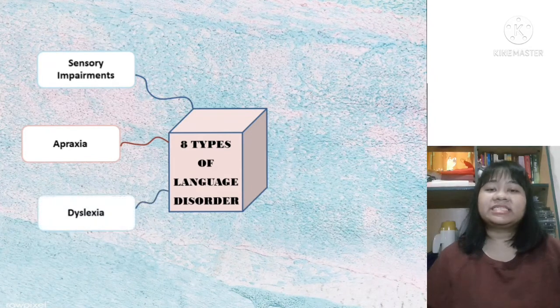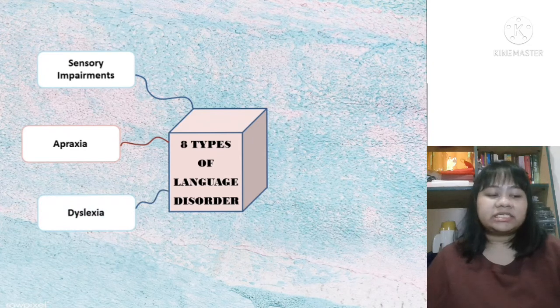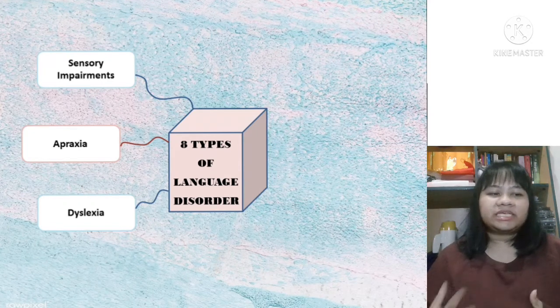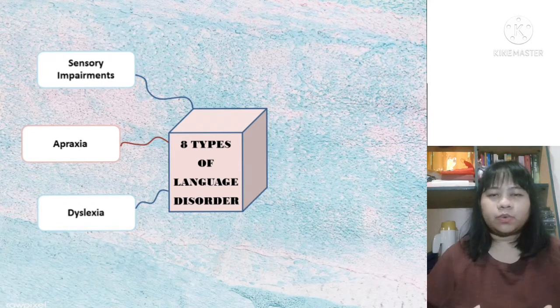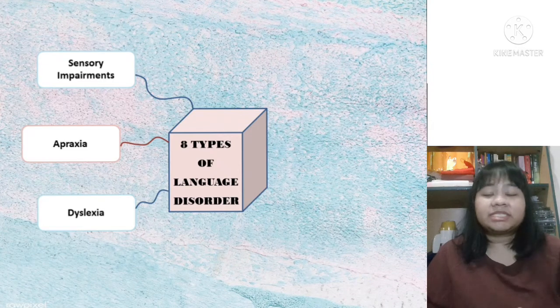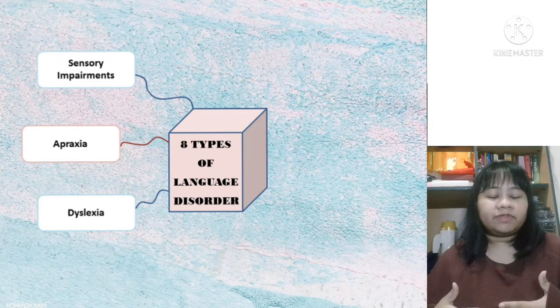The next is dyslexia. Dyslexia is a reading disorder where the sufferer has difficulty learning how to read fluently. They tend to be slow in processing what they read and what they receive, so it is also possible for them to have difficulty expressing themselves. This disorder is quite common and afflicts many people.